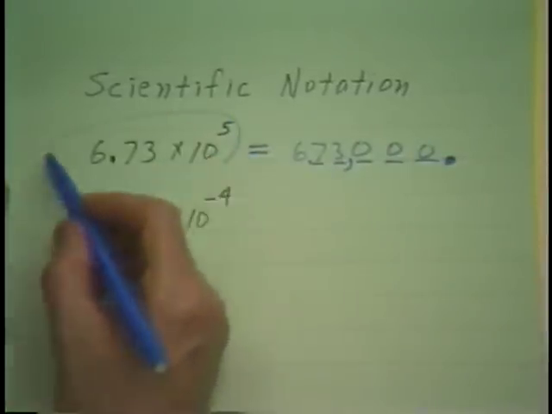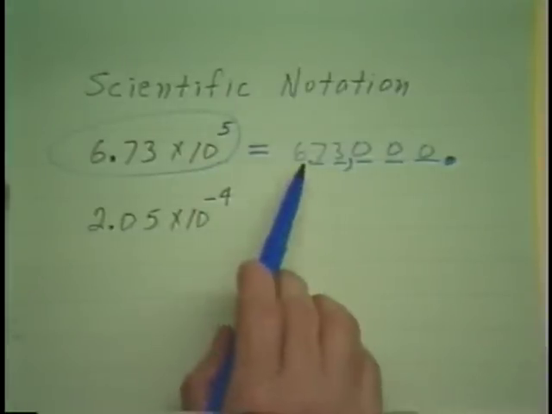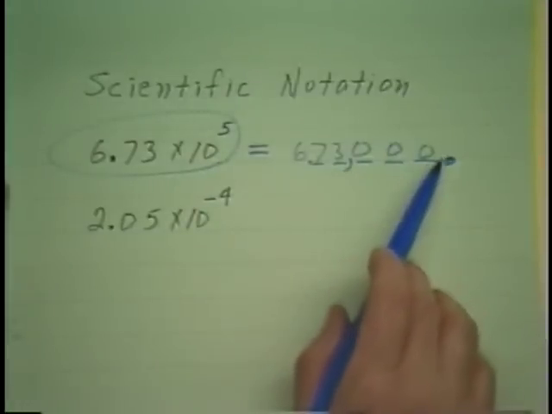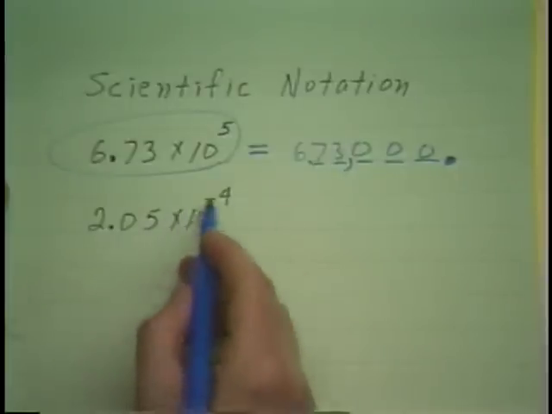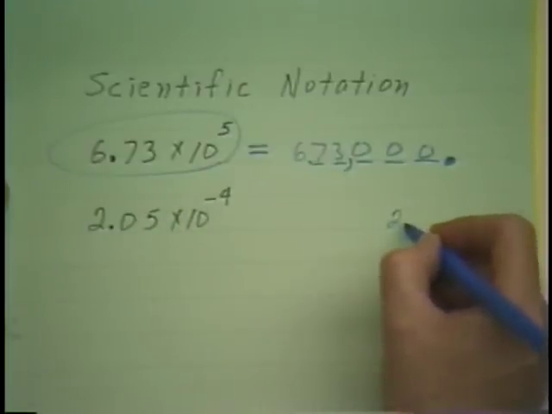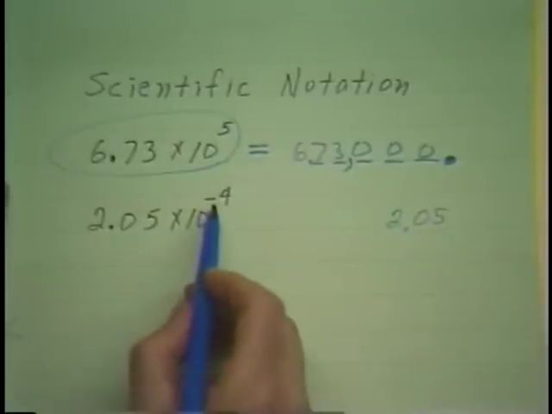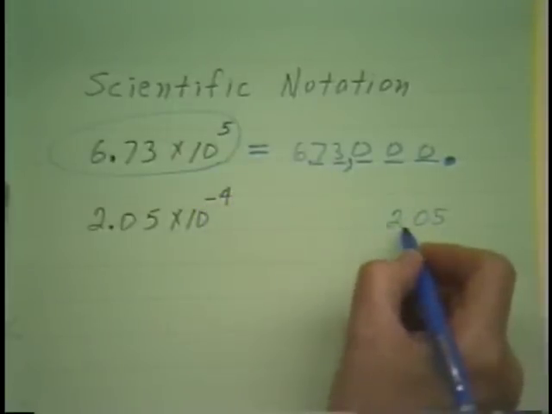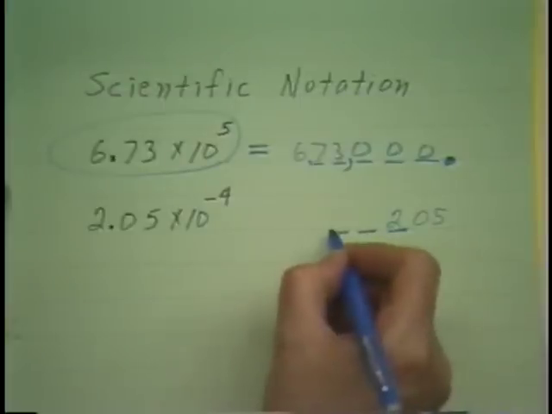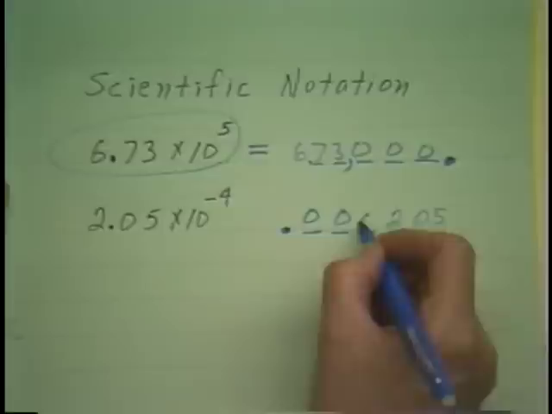So this scientific notation is simply another way of saying 673,000. Now if you're multiplying by a negative power of 10, our shortcut stated to make it smaller by 4 places. So smaller by 1, 2, 3, 4, the decimal point goes here.